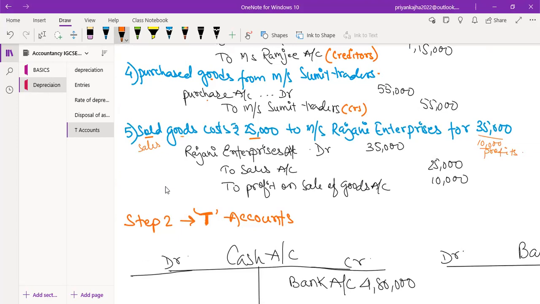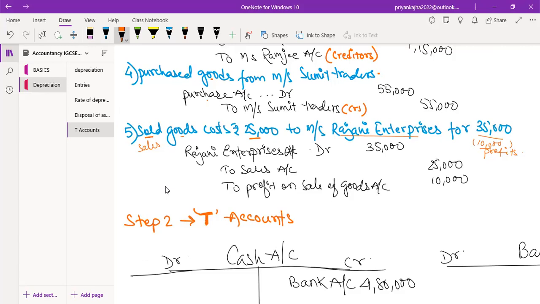Now, applying the accounting equation, there are three accounts involved here. That is sales, Rajni Enterprises, and this 10,000 profit. We have to record these three, make these three accounts in our books.